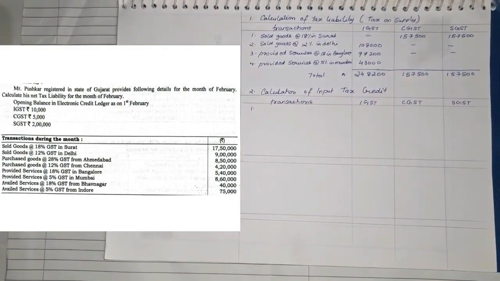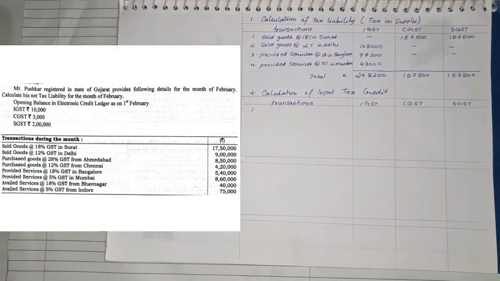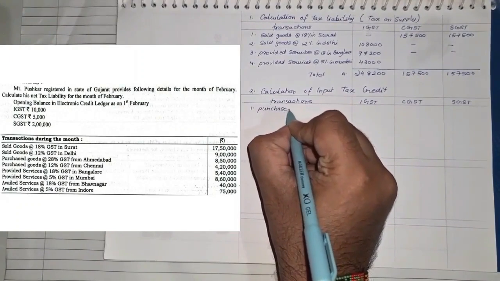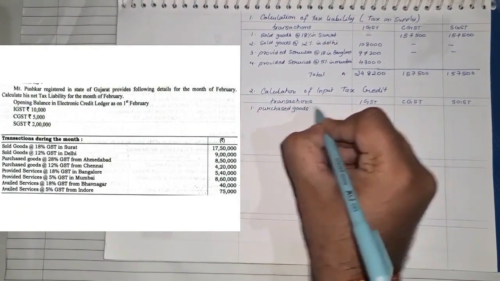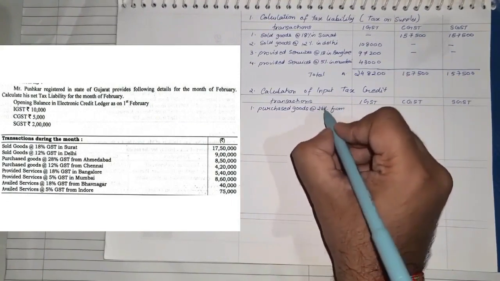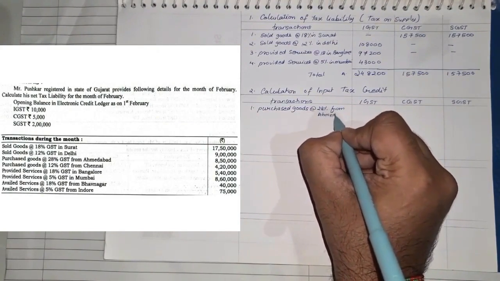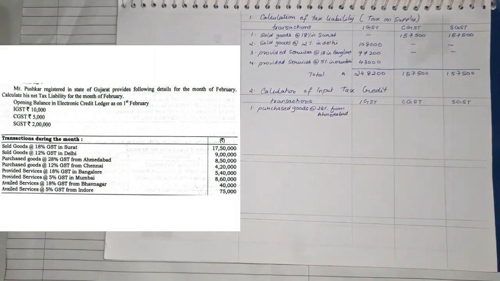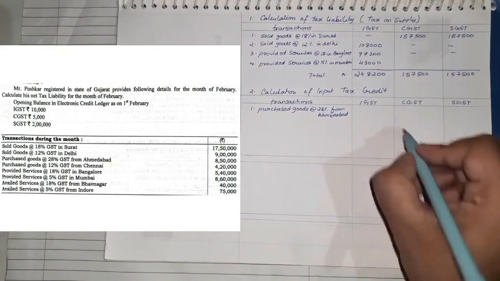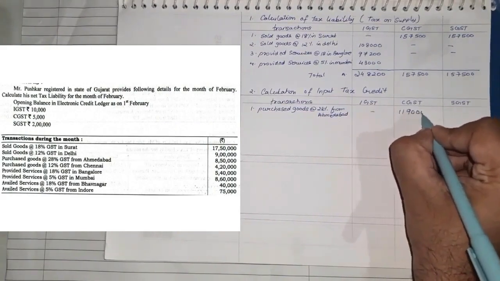The very first thing given in the question is purchase of goods at 28% from Ahmedabad. Ahmedabad, Gujarat, same state, so 28% will get divided into 14% each. So I'll write here: purchase goods at 28% from Ahmedabad. 14% each. The value is 8,50,000 into 14%, which is 1,19,000.